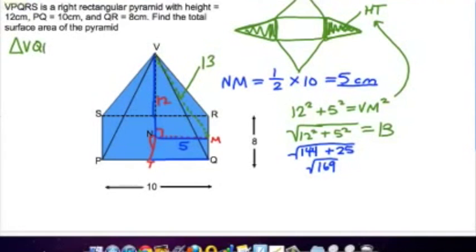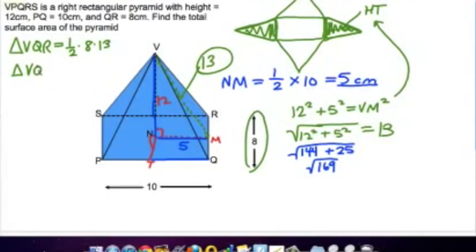triangle VQR. There's a lot of work here and I understand, but you can go ahead and pause at any time just to catch up with your thoughts and know a step at a time, see what's happening. All right, where was I? So I have 1/2 base times height, and the base we know is 8, and the height of the triangle we just found as 13. So the area of triangle VQR is 1/2 times 8, which is 4, times 13 equals 52 square centimeters.